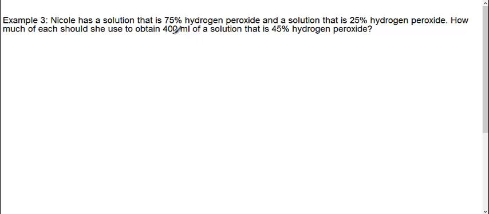All right, so we know there's a total of 400 milliliters. So if I take my first mixture plus my second mixture, I should get 400. Okay, now next, I need to use these percentages here.